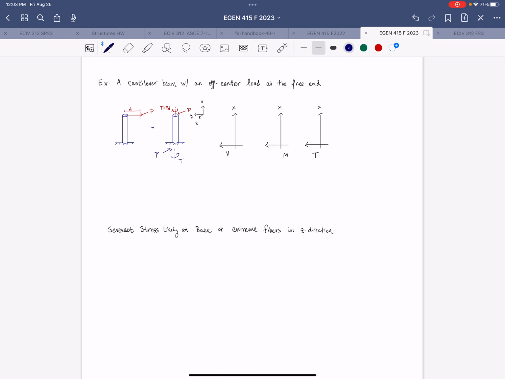So if we extend this line to represent the y-axis, we would also have a reaction that is moment about y. And that would just be equal to P times the length of that element. So I'll go ahead and note that here, that we'll call that length L.